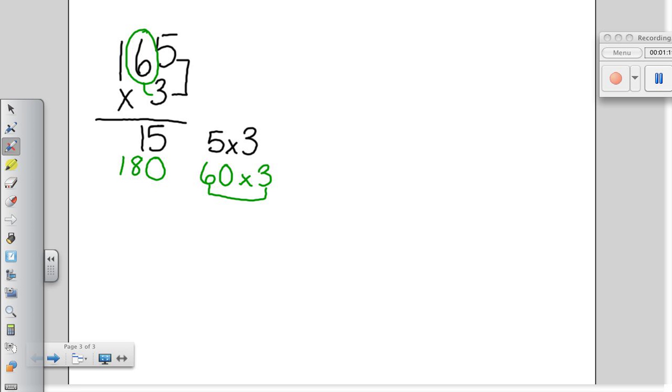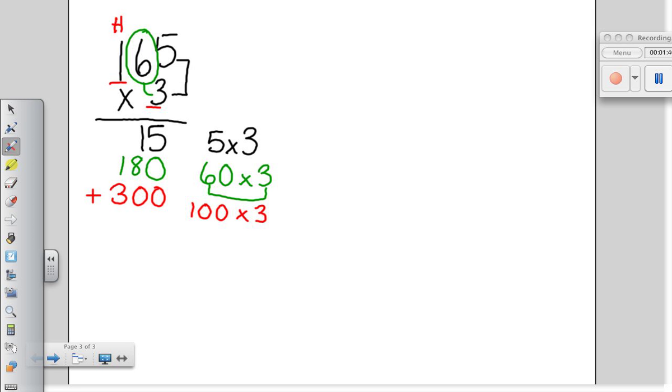Okay. And the third one, we're going to do 1 times 3, but it's 1 in the hundreds column, right? So it becomes 100 times 3. What is 100 times 3, everybody? 300.